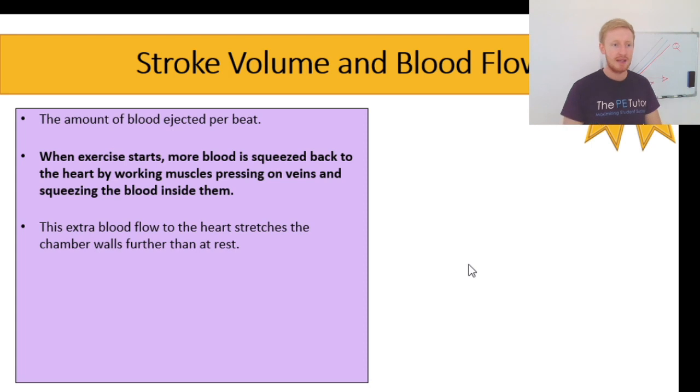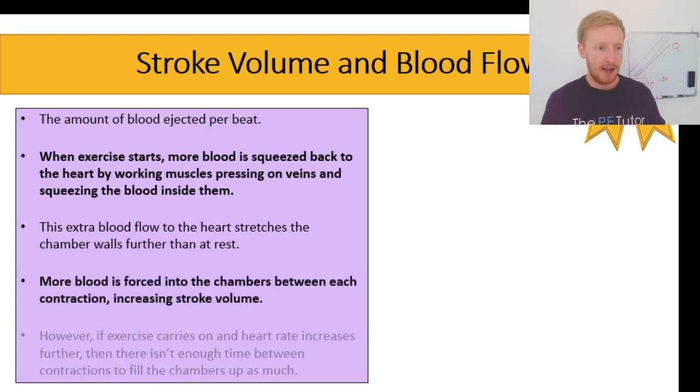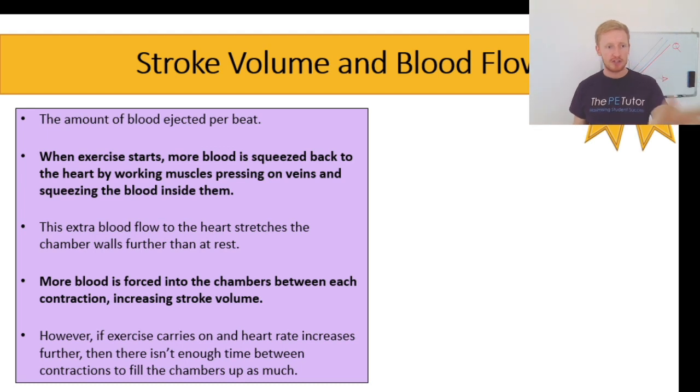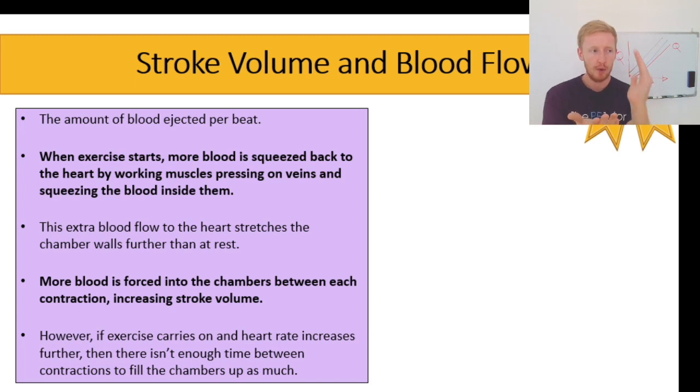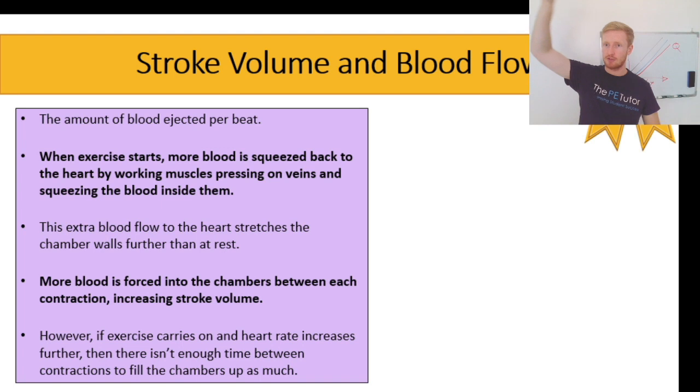So, stroke volume, we know, is the amount of blood ejected per beat. And we know that when we start to exercise, more blood is squeezed back to the heart by the working muscles. This concept is venous return. Our venous system is effectively a reservoir. I think it's about 30 to 40% of our blood at any one time at rest is sitting in veins. It's almost queuing, waiting to get back to the heart to then get pumped around, and then it joins the back of the line in the veins. It slowly creeps back to then get pumped around to join the line again.